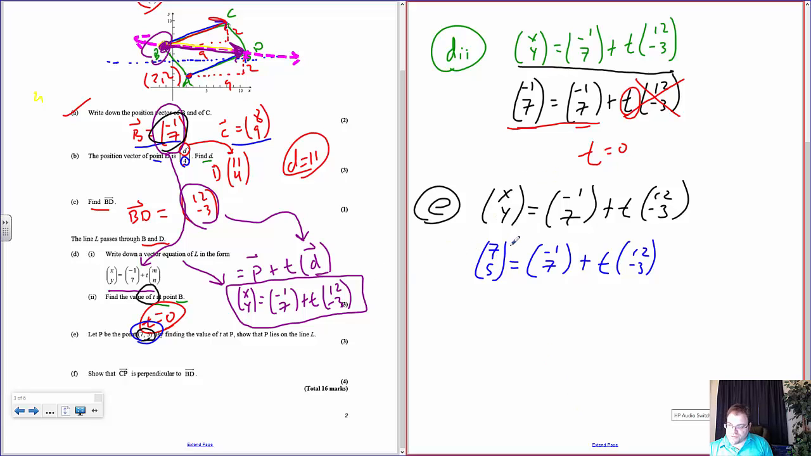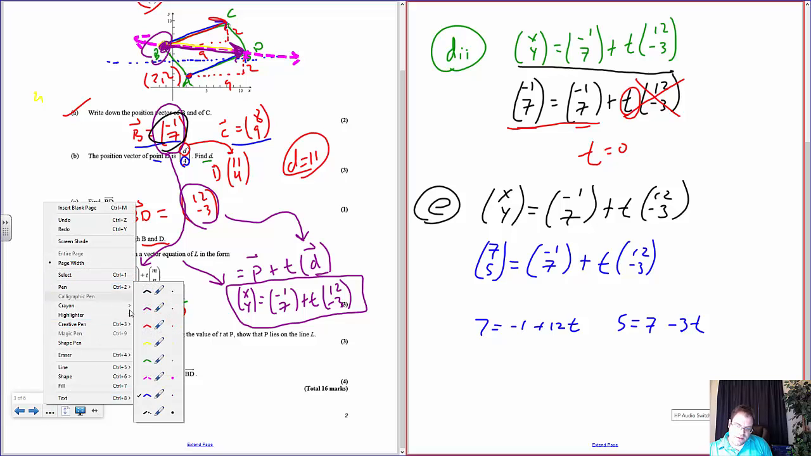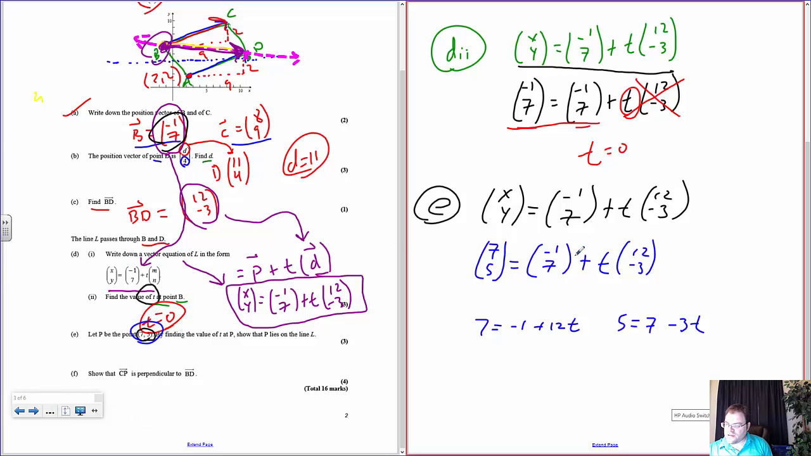So let's create two equations. 7 equals -1 plus 12 times t. Look at the top. So 7 equals -1 plus 12t. The other equation is 5 equals 7 plus -3 times t. So 5 equals 7 minus 3t. We're going to solve both equations for t, and if this point is on the line, t will be the same for both equations.